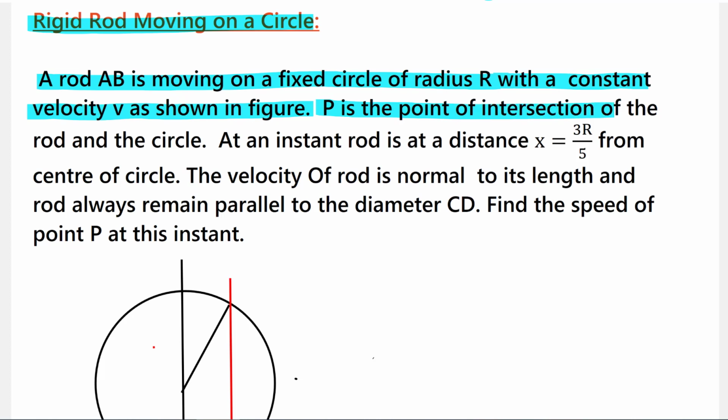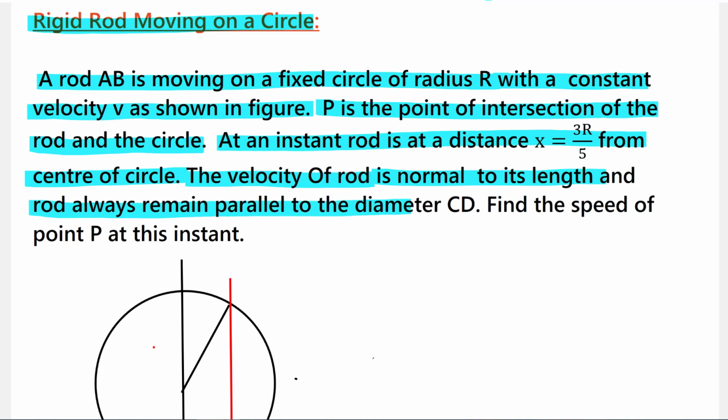P is the point of intersection of the rod and the circle. At an instant, the rod is at a distance x = 3r/5 from the center of the circle. The velocity of the rod is normal to its length, and the rod always remains parallel to the diameter CD. Find the speed of point P at this instant.